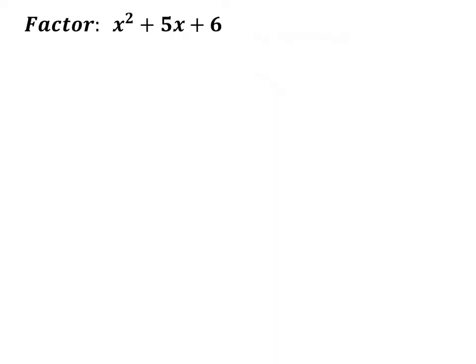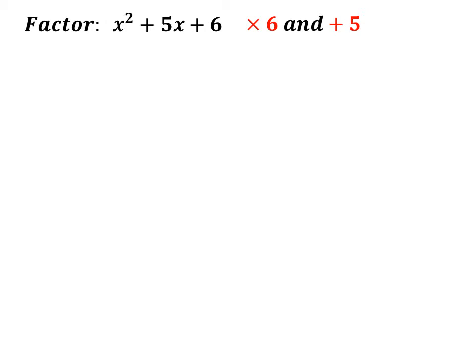Okay, we're going to look at factoring x squared plus 5x plus 6. With this one, our constant term is positive and our linear term is positive, which tells me that both numbers inside the parentheses will be positive. Now in this one, we're going to look for two numbers that we multiply together to get 6, that we add together to get 5.